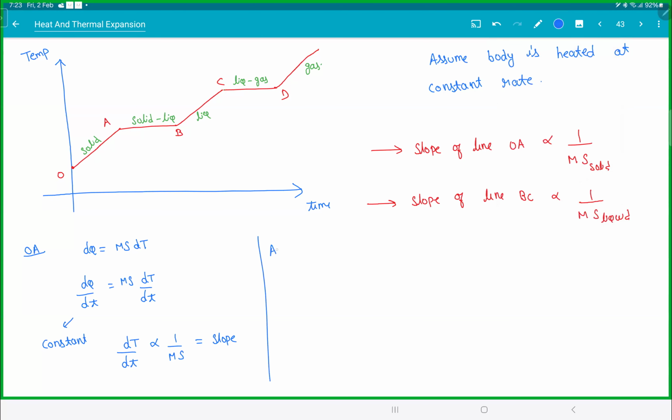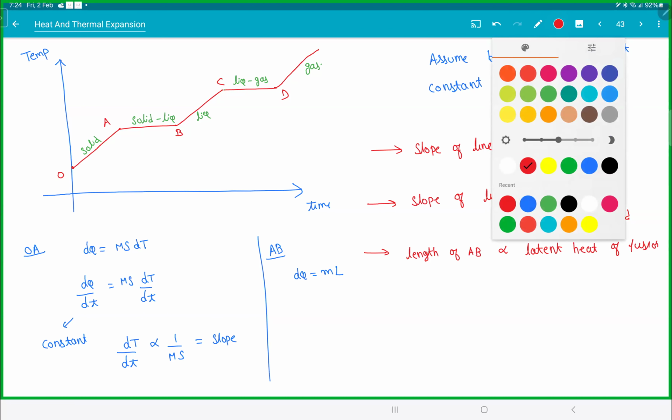Similarly, when you look at the AB line, AB is nothing but phase change. So there dQ is m into L, right? So the length of AB here, if the length is more, means there is more time taken. So length of AB means you have taken more time to melt completely. So this is proportional to latent heat of fusion. So if that line is bigger, it means it takes more time to melt.